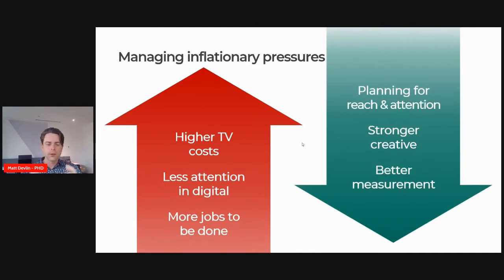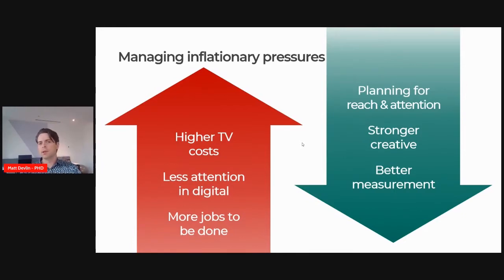So really knowing who you need to reach in order to grow your business, and planning for reach and attention will be really useful. So at PhD, one of the things we've done is, we've got a multi-channel reach planner, and we've programmed in some of that attention research so that we can help navigate that a little bit.